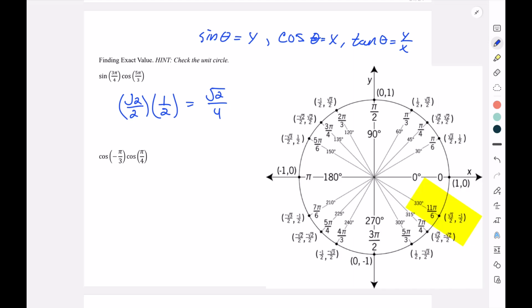So if we look at cosine of negative pi over 3, if we look at our unit circle, we know that negative pi over 3 is going to be negative. So we're going to be at 300 degrees, and we want our x value, so we're going to get 1/2.